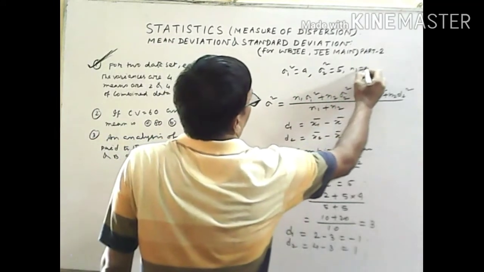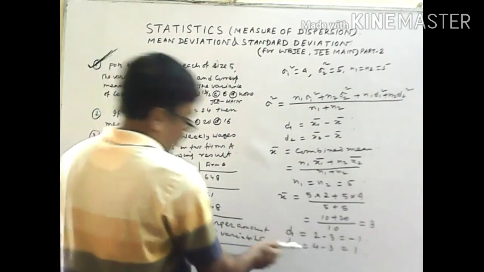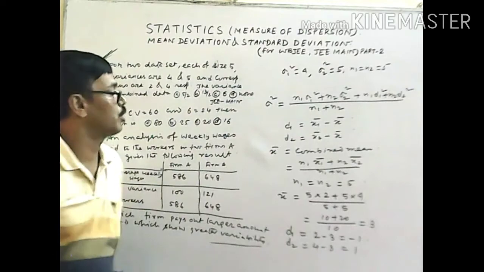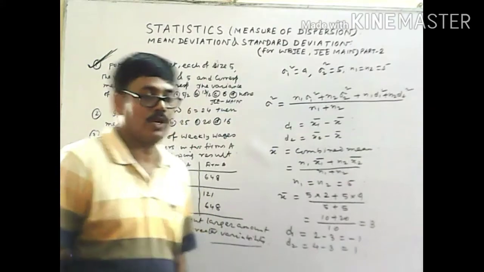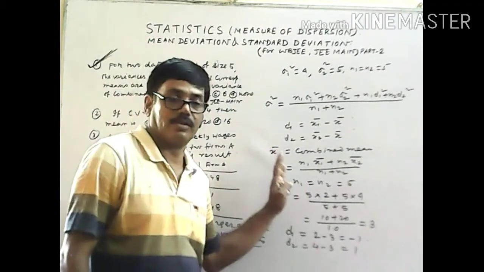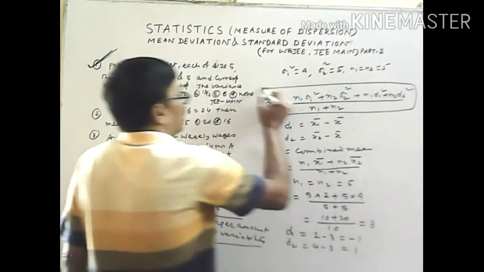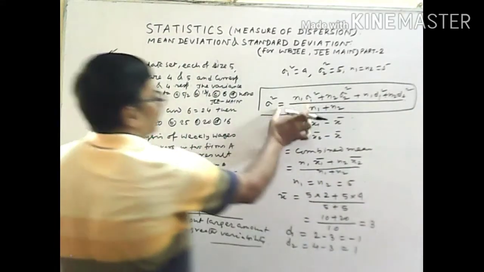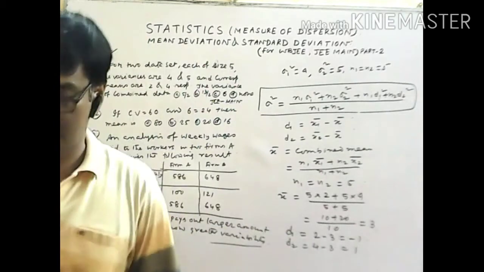N1 equals N2 equals 5. Look, we have already got D1 and D2. So putting this value, we get the combined standard deviation. This will take time because this is the formula. You have to calculate D1, D2 and X bar, then you have to calculate this part. So this is problem number 1. Calculate and you find the answer.